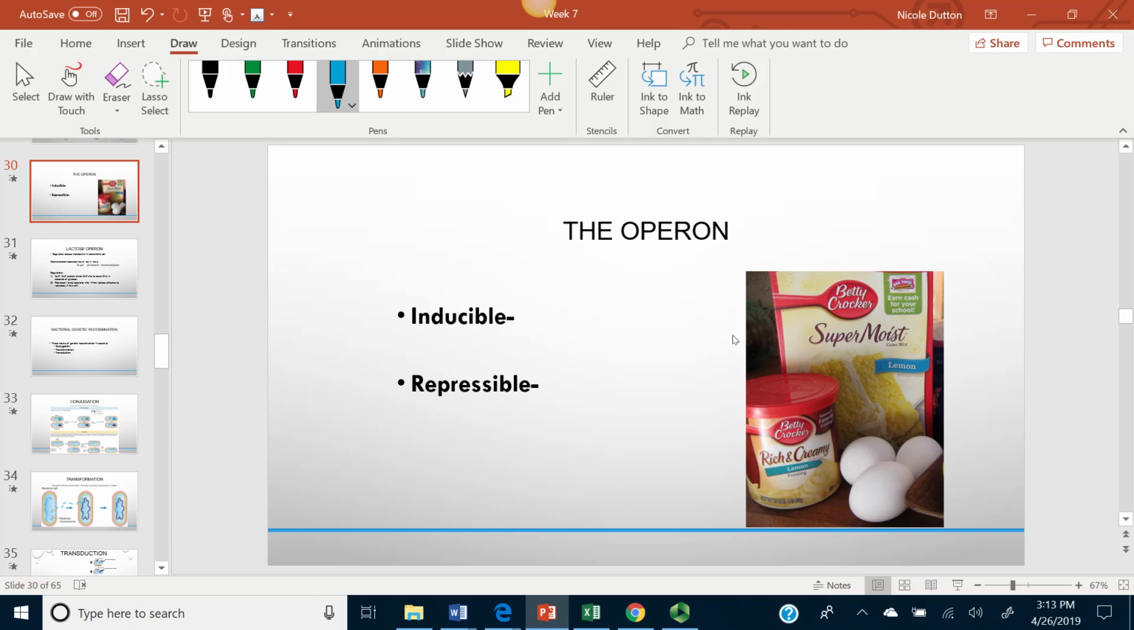The reason I have this here is that I thought of this scenario when I was pregnant and I liked eating cakes. I made cakes all the time, and that was my pregnancy food, cakes. So here's a scenario for you.